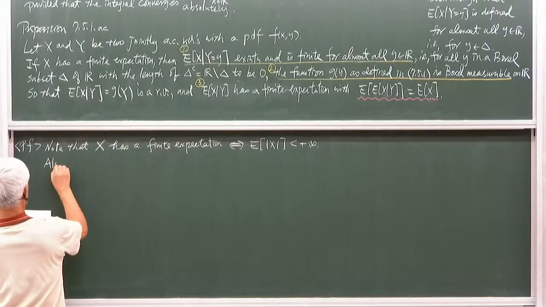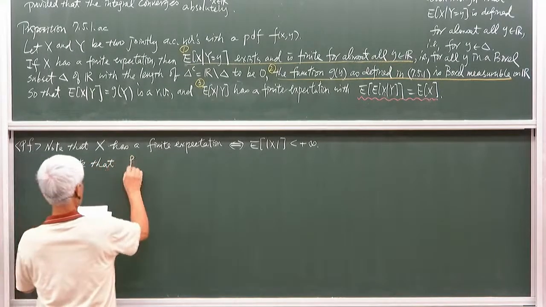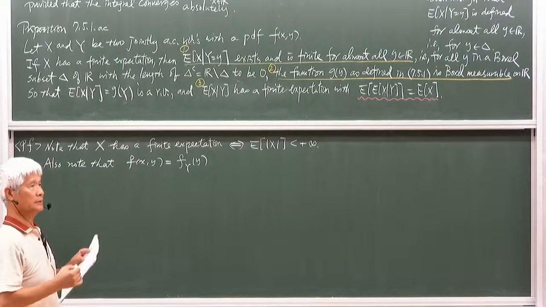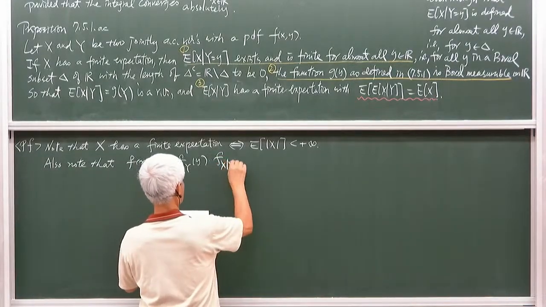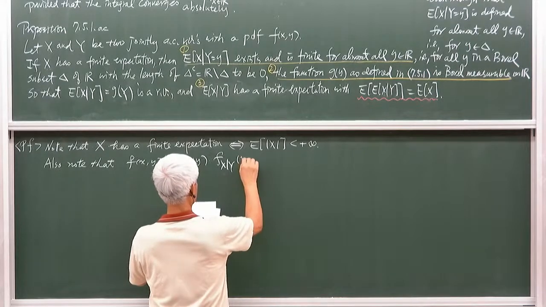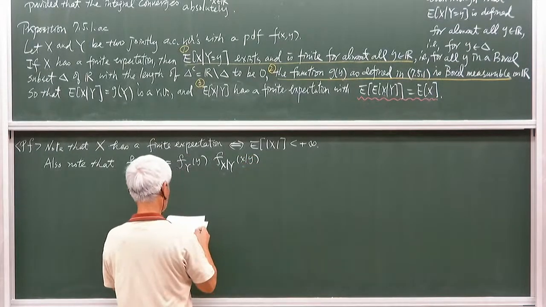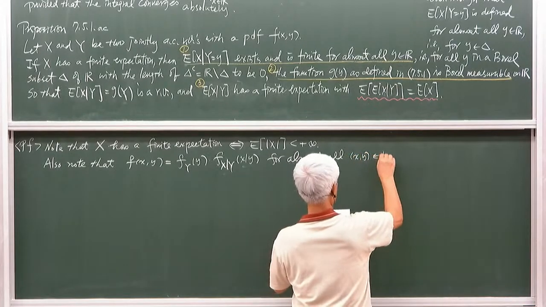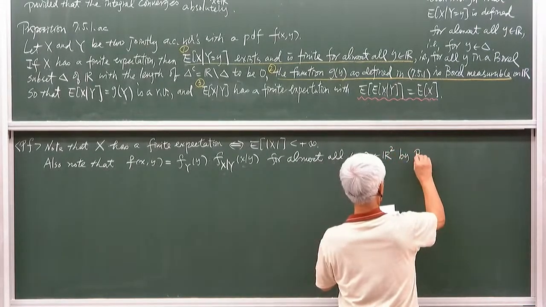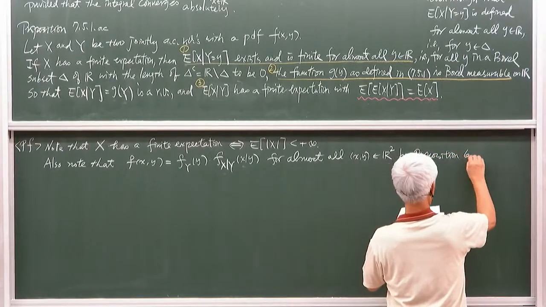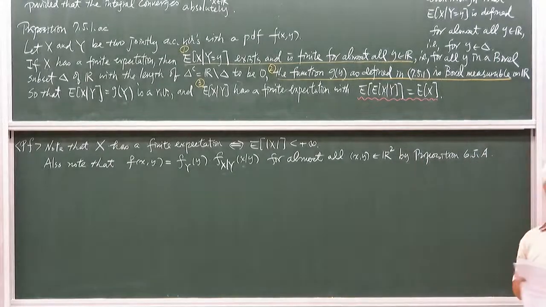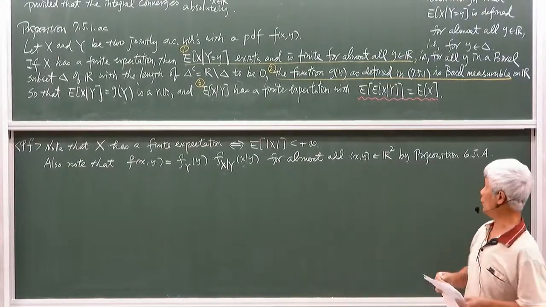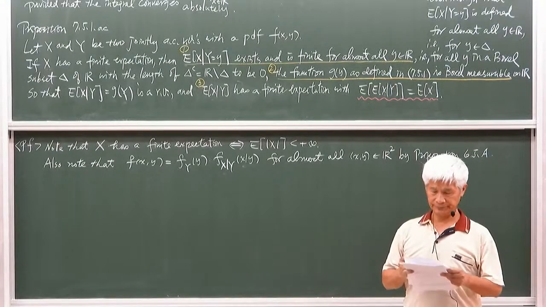Also note that the joint PDF of x and y is equal to the marginal PDF of random variable y times the conditional PDF of random variable x given random variable y equal to a specific value y. And this is for almost all the points (x, y) in R square. This is by proposition 6.5.a. So we know that this identity holds for almost all points in R square.